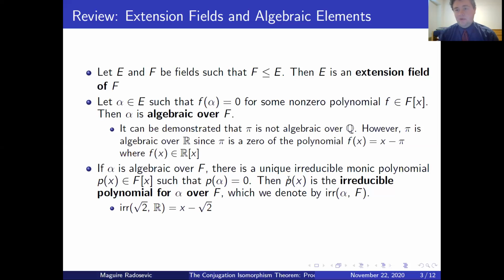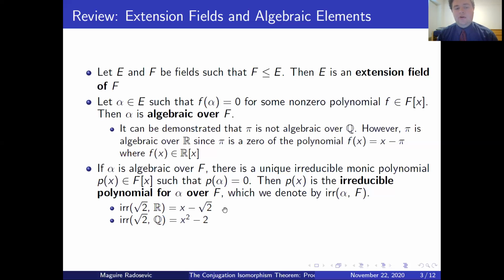The irreducible polynomial for the square root of 2 over the real numbers is this polynomial right here, x minus the square root of 2. This is a degree 1 polynomial, and all of the coefficients, 1 and negative root 2, are real numbers.